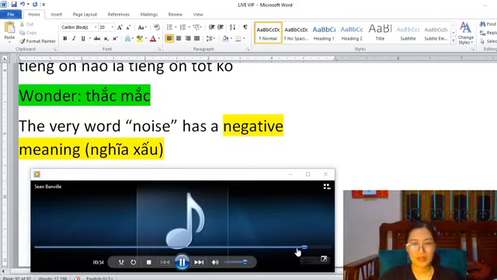But if you say sound, it has a different meaning.